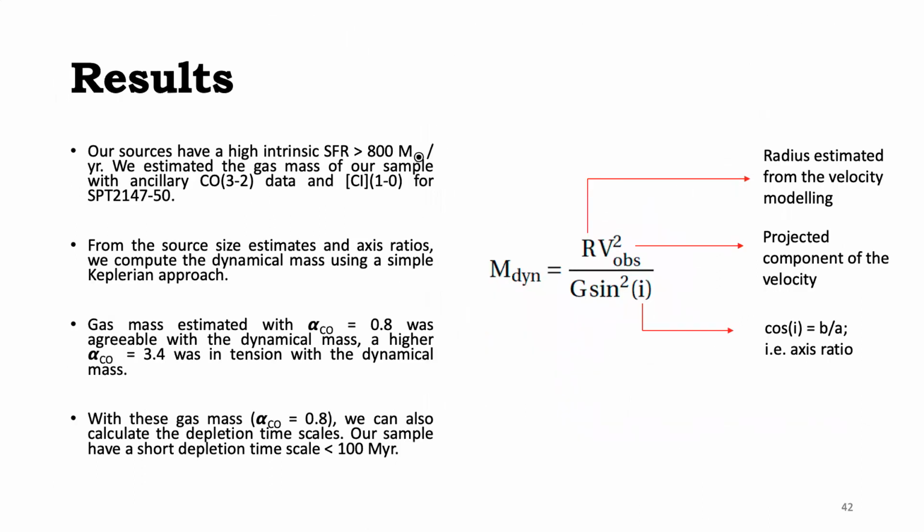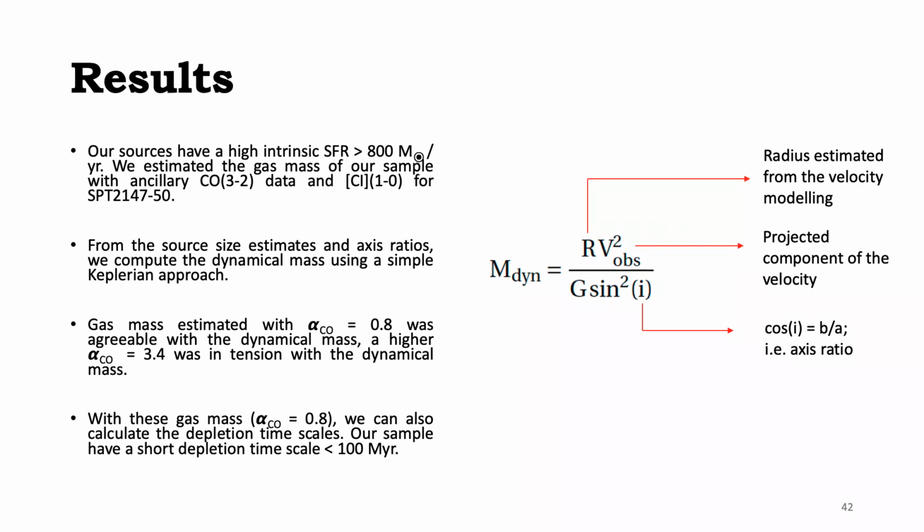And lastly, from our lens modeling parameters, we can approximate the dynamical mass of these galaxies with a simple Keplerian approach. When we compare the dynamical mass with the two different alpha CO regimes, which we were not able to disentangle earlier, what we can say, at least for these galaxies, is that the alpha CO of 0.8 was more agreeable with the dynamical mass estimate. But when we use a higher alpha CO for these galaxies specifically, there was a tension between the dynamical mass and the gas mass estimated. Therefore, these galaxies do represent very short depletion time scale disk-like structures, and the other one could be a merging system.